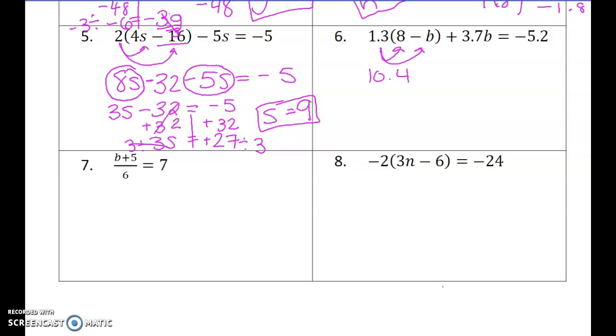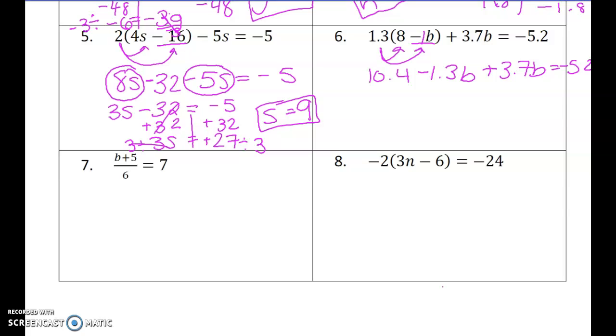And these are the same signs, that's 1.3 and the 8, so that's going to be positive. Now I'm going to do the same thing with my negative b, being careful about the sign. So I'm going to do 1.3 times negative b, or negative 1b if you want to put your coefficient, which I would recommend because it helps me remember. So 1.3 times 1 is 1.3. The b is still there. The 1.3 is positive, the 1 is negative. Those are different signs, so it's going to be a negative 1.3b plus 3.7b equals negative 5.2 still.